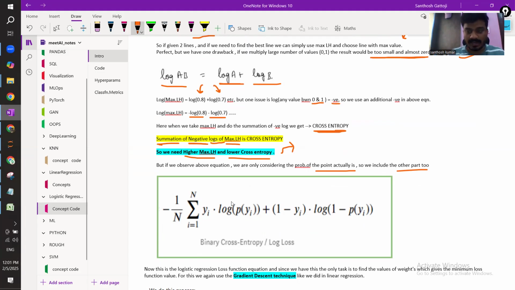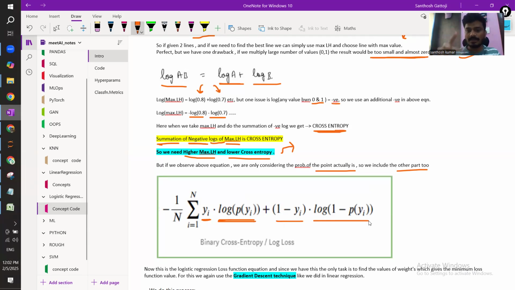If anybody asks you, the final logistic regression loss is, for each and every point, you are taking the actual class yi into log of probability, plus one minus yi, the other class, into log of the other class probability. I don't know whether it is positive or negative, I'm just taking some class and its probability. So here we are taking both classes for every point.